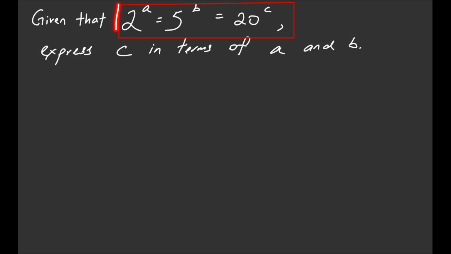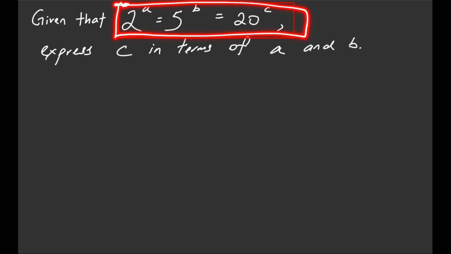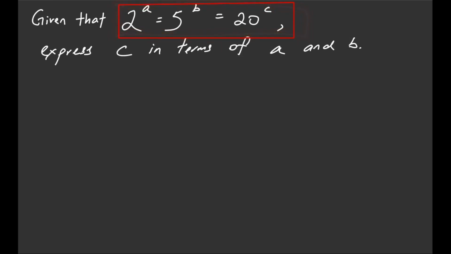From the question itself, this is what we know. 2 power of A is the same as 5 power of B equals 20 power of C. Our task here is to express C in terms of A and B. So you should expect an answer in terms of A and B, with C as the subject over here.